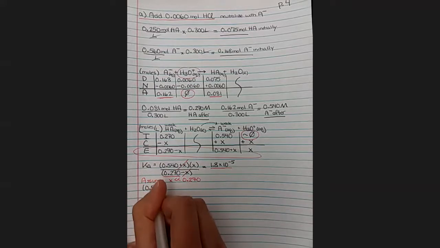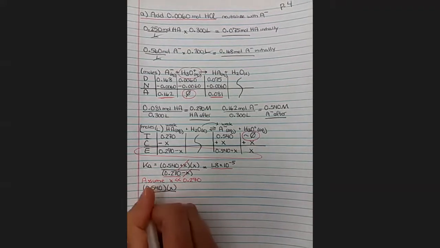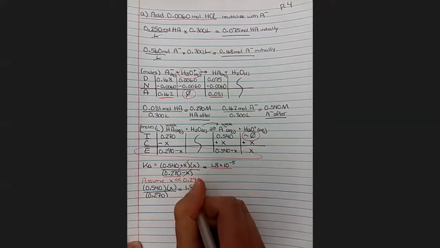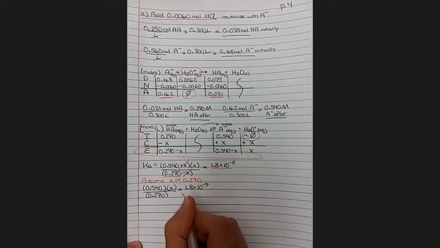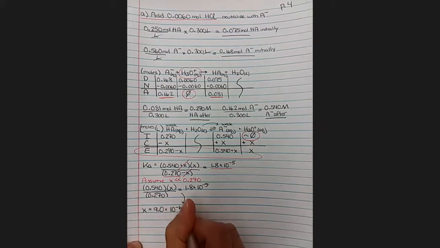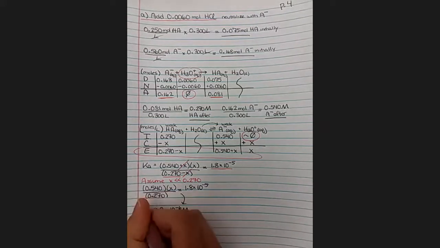So that simplifies to 0.540 times x over 0.270 equals the Ka. We can solve that. Calculator says 9.0 times 10 to the negative 6th molar. And that x looks pretty small to me.